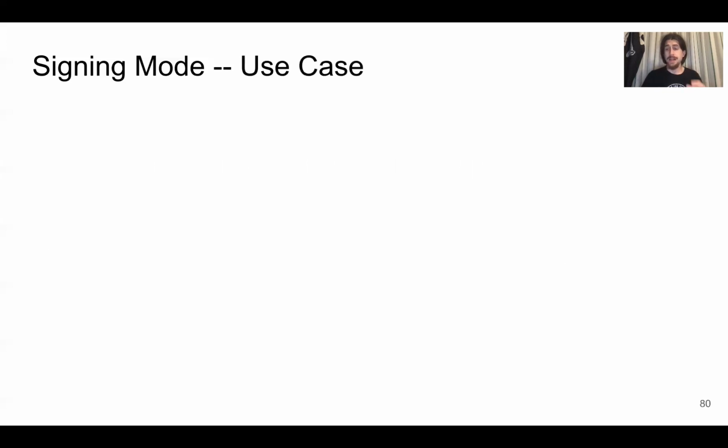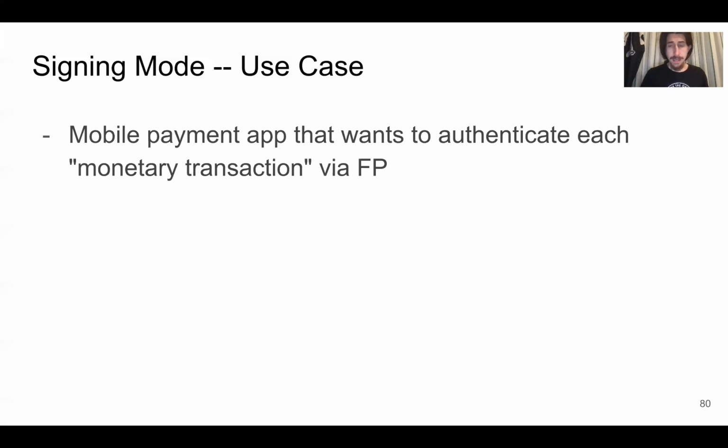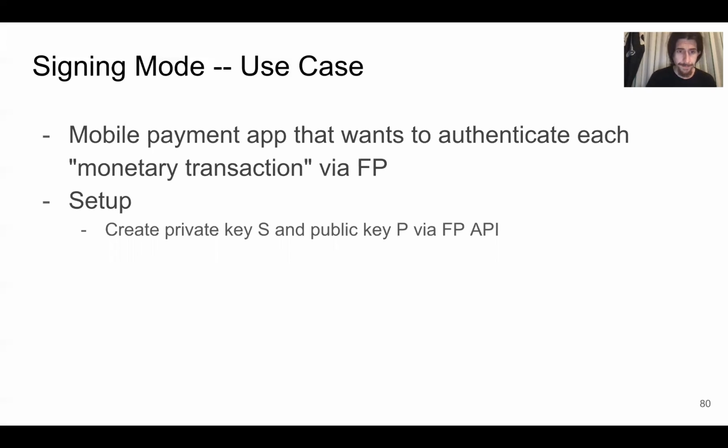I have an actual diagram here to show this use case, again with the example of online payments through applications. So imagine a mobile app that wants to authenticate each monetary transaction in a way that malware cannot just wait for the first one and then replay everything, in a way that the malware cannot do much, even if this is a successful authentication. The setup is the following. First of all, you create a private key S and a public key P via the fingerprint API in signature mode. And then you take this public key P and you send it to your network backend.